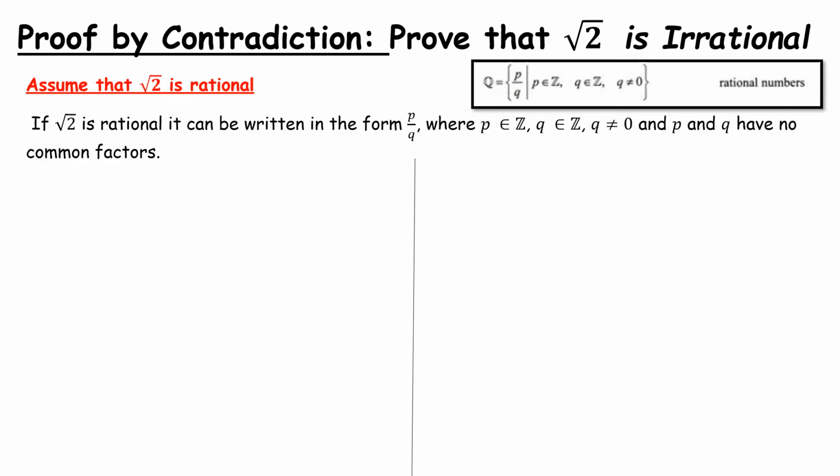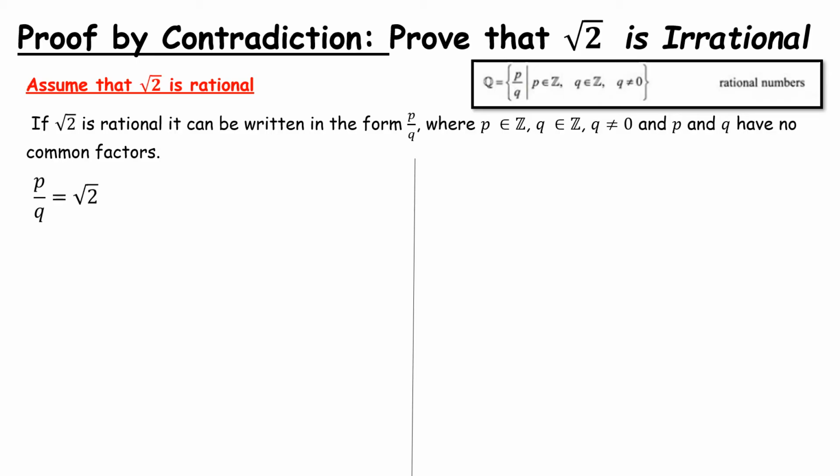The final piece is that P and Q have no common factors. So what we are assuming here is that P over Q is in its simplest form. So P and Q do not have any common factors. P over Q cannot be simplified further. That's really key to this proof.